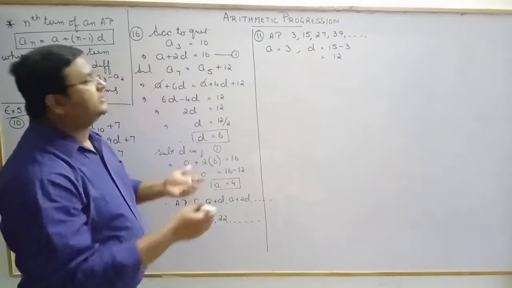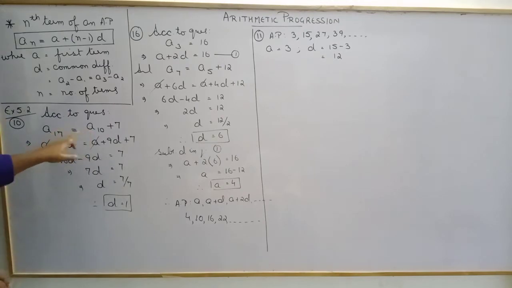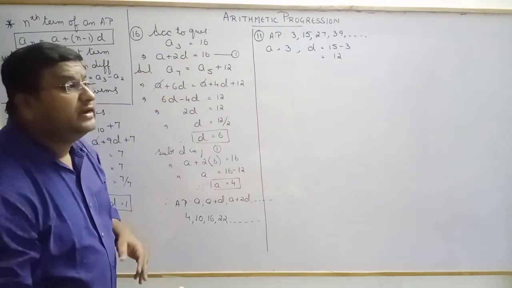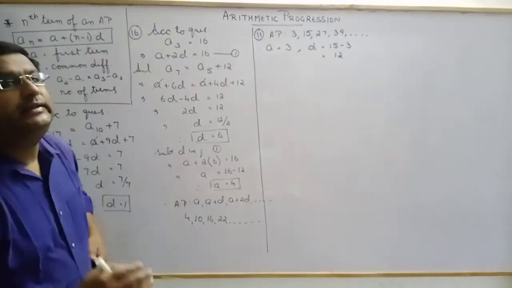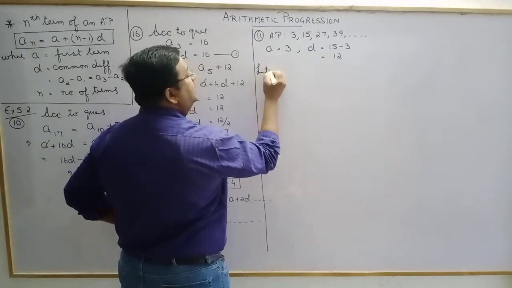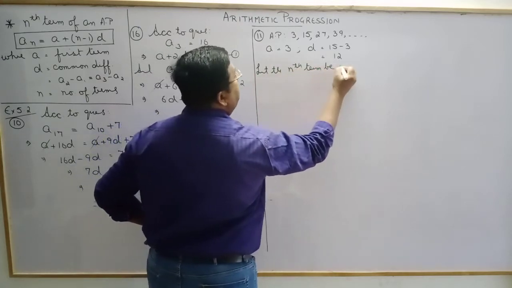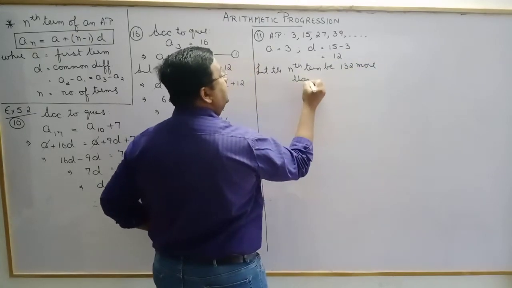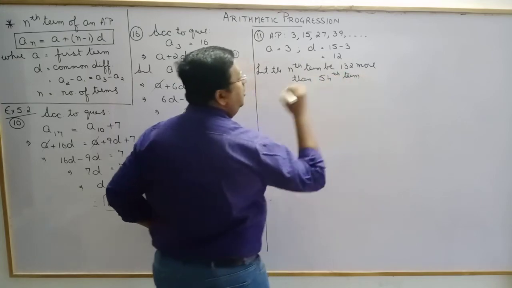He says, which term of this AP? Again a condition. Earlier he was saying the 17th term exceeds the 10th term by 7, and the 7th term exceeds the 5th term by 12. Here he says, which term is 132 more than the 54th term? Let the nth term be 132 more than the 54th term. Correct or not?